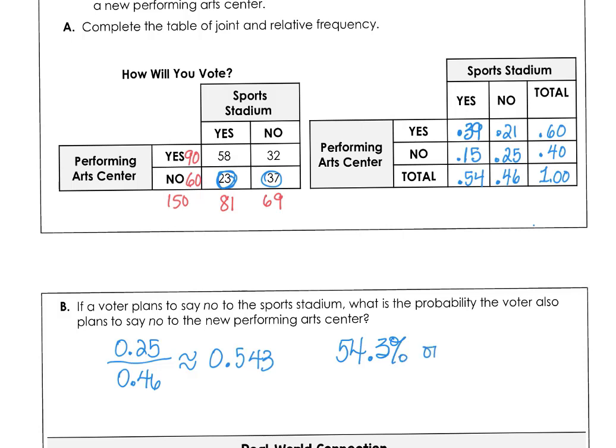Or you could say that's 37 people out of 69 if you looked at the no and no overlap out of our 69 people. Let's move on to example 4.